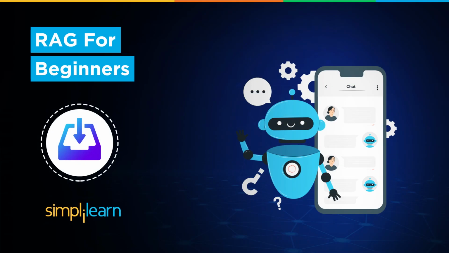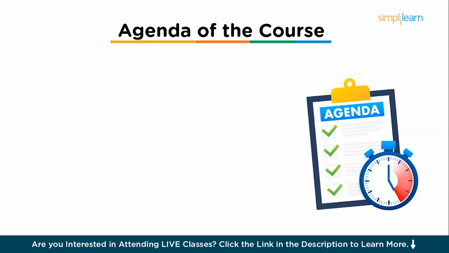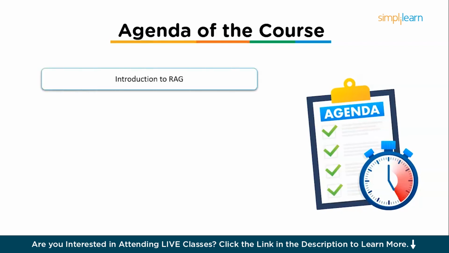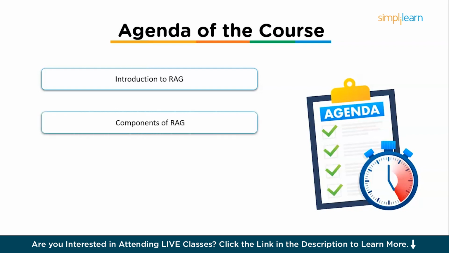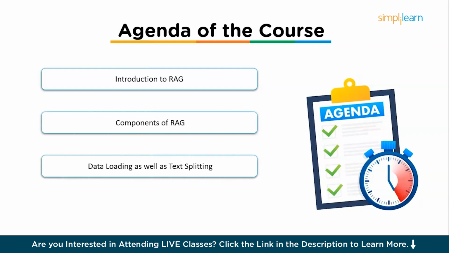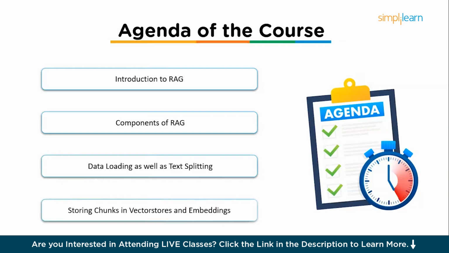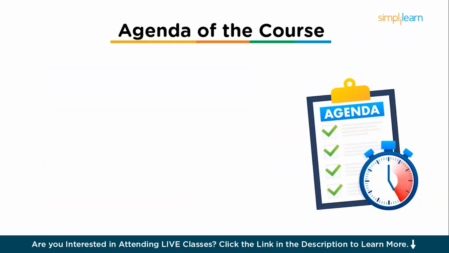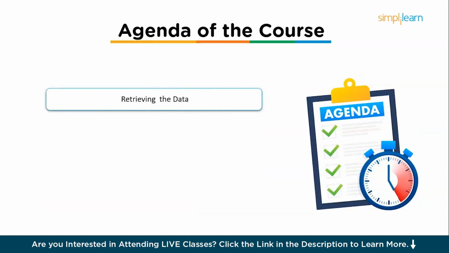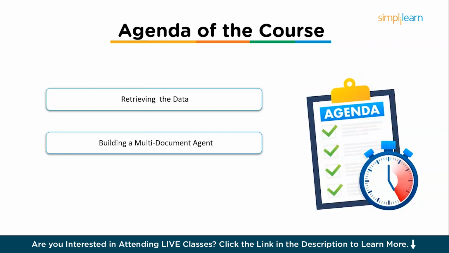Welcome to the Retrieval-Augmented Generation for Beginners course by Simplilearn. In this course, we will understand initially the introduction to RAG, and then we will get into the components of RAG, and after that, we will dive deep into the data loading as well as text splitting, and then we will see storing the chunks in vector stores and embeddings, and then we will see how to retrieve the data. Most importantly, we will build a multi-document agent, and finally, we will conclude the course.